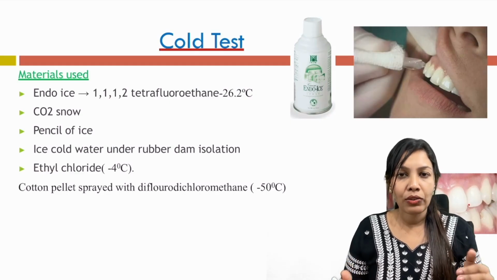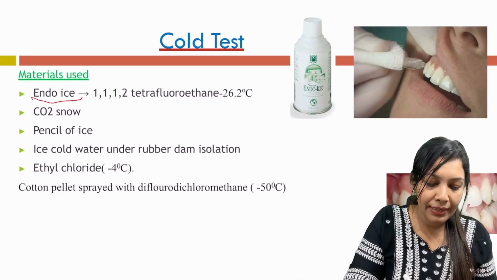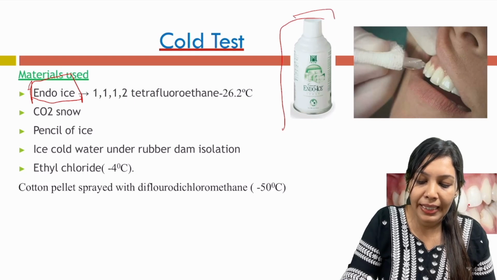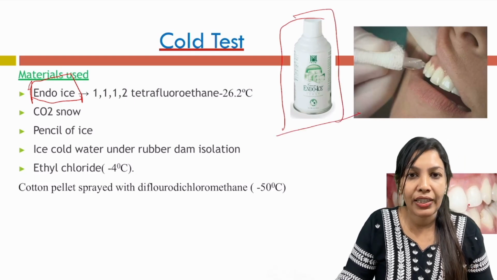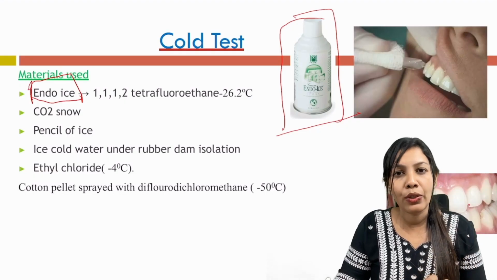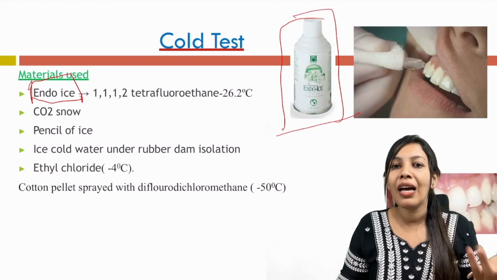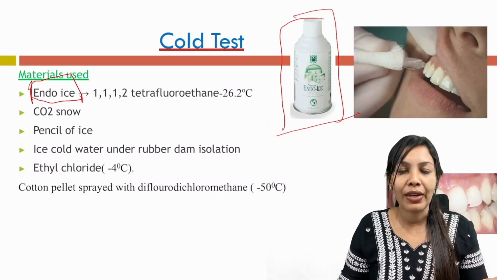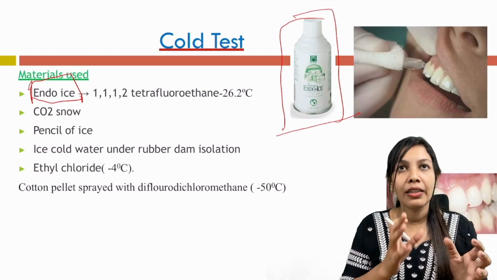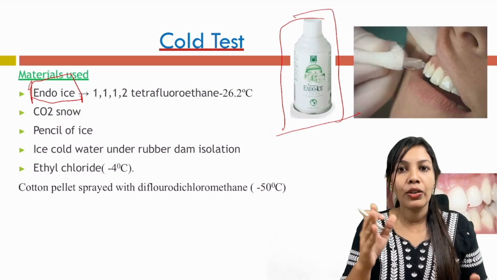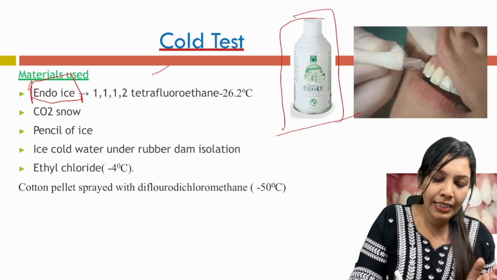So how to memorize all these things? See, endo ice is the most commonly used material. You can see this in your clinical practice or the clinics or your college, etc. Endo ice is most commonly used. How I memorize the formula of endo ice is, in endo we come in contact with a lot of numbers, right? So just memorize it like the chemical formula has a lot of numbers. So it is like 1112 TFE.